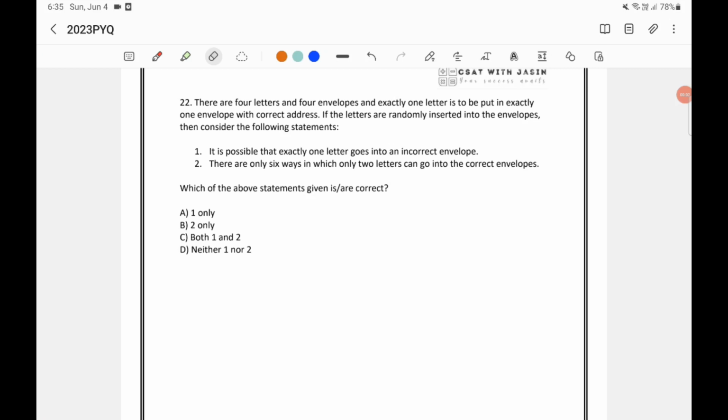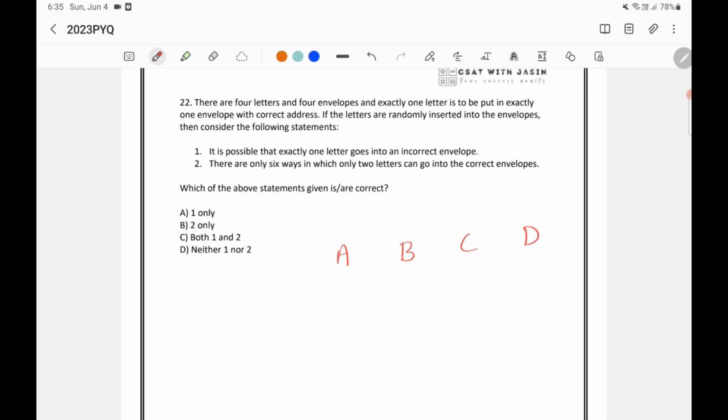There are 4 letters and 4 envelopes, and exactly one letter is to be put in exactly one envelope with correct address. If the letters are randomly inserted into the envelopes, then consider the following statement. So here it says that we have 4 letters. Let's say these letters are A, B, C and D. So A, B, C, D are 4 letters.